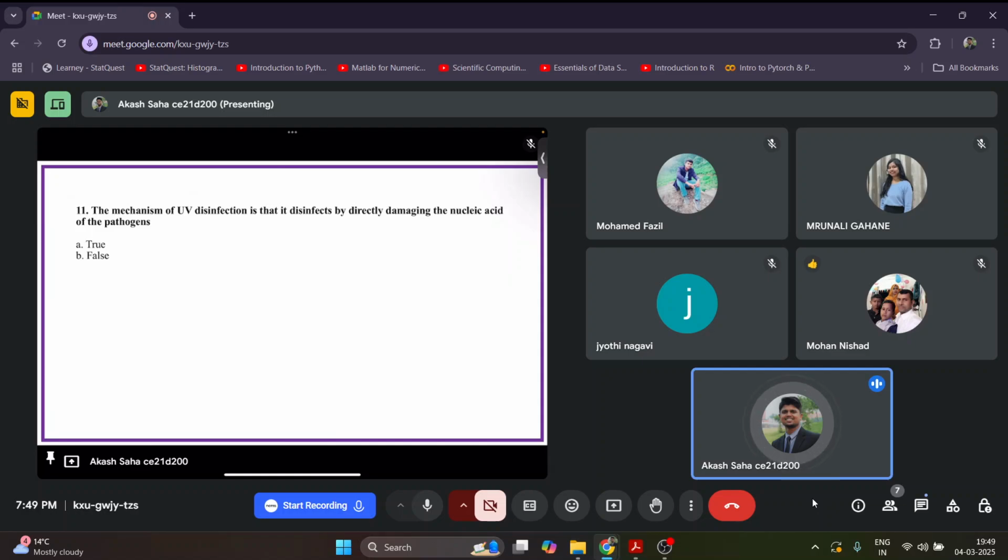The mechanism of UV disinfection is that it disinfects by directly damaging the nucleic acid of the pathogen. True, true.